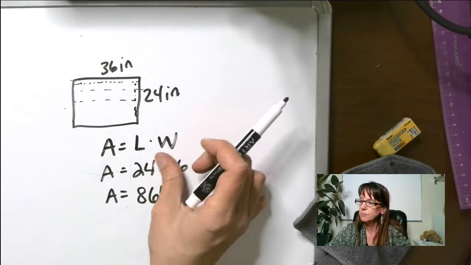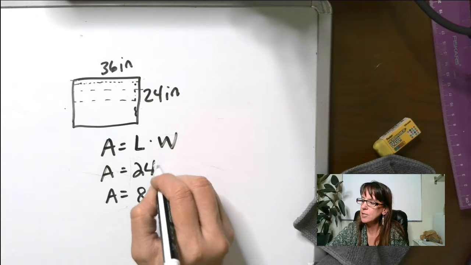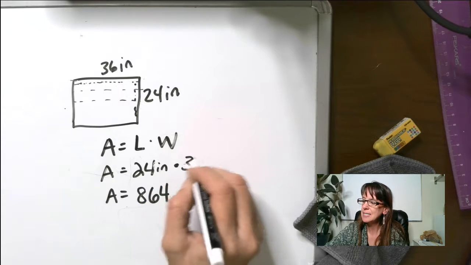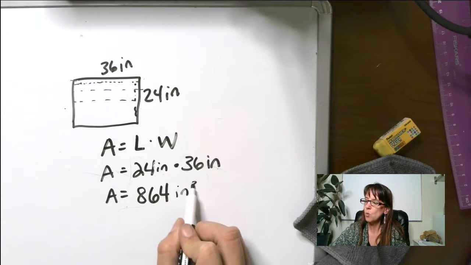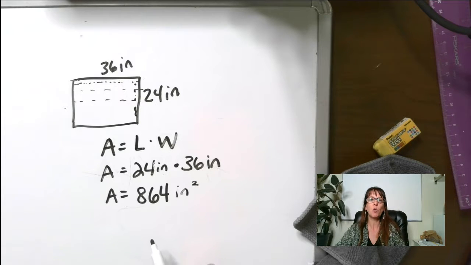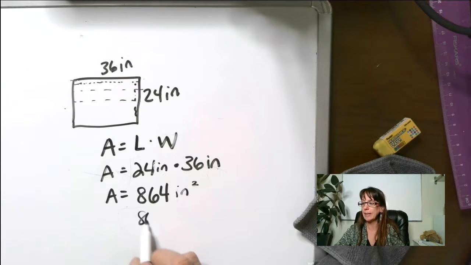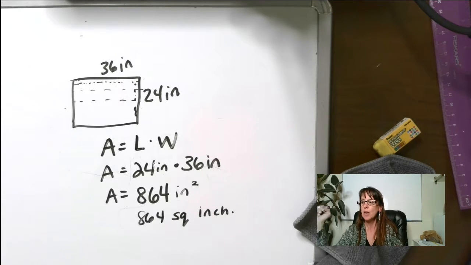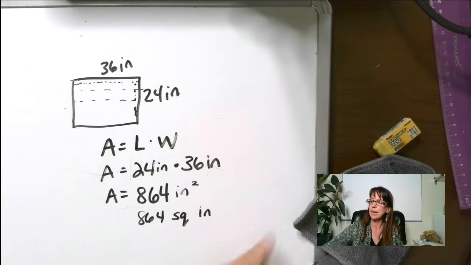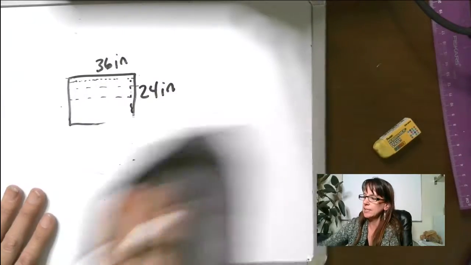864, and this is, let me back up. This is 24 inches times 36 inches, right? Inches times inches is inches squared. So we have 864 inches squared, or you could write it like 864 square inches. Both of those are totally acceptable. The abbreviation for inches is IN. So that's how you find the area, right? All right, let's take a look at the next guy.